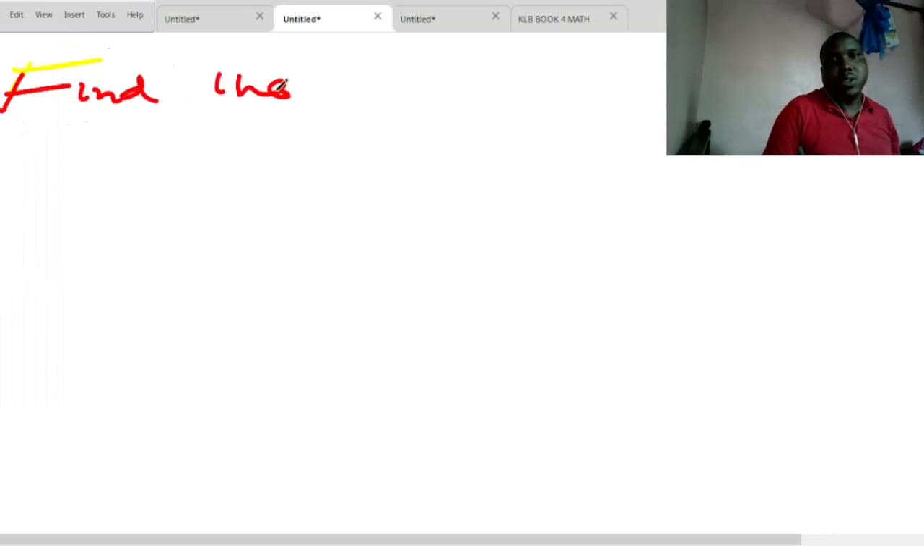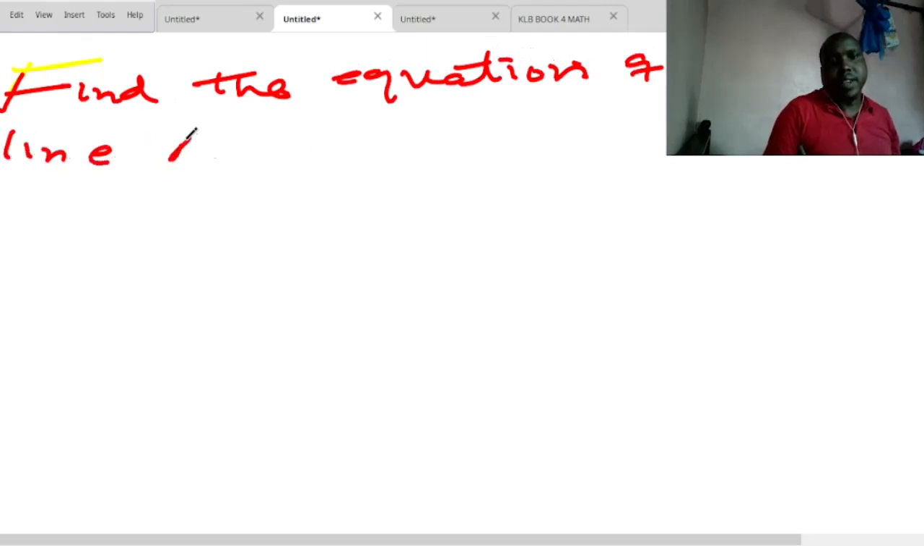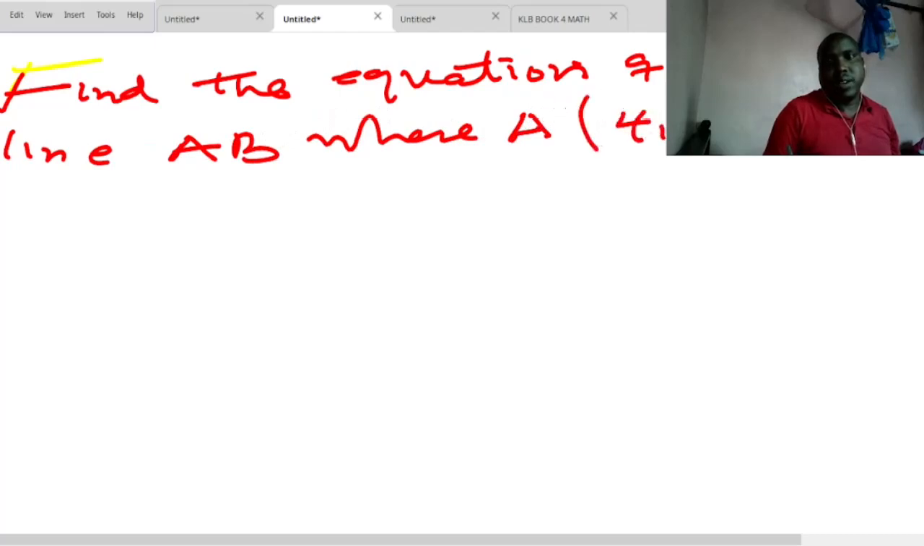Find the equation of a line AB where A is (4, 5) and B is (7, 9).